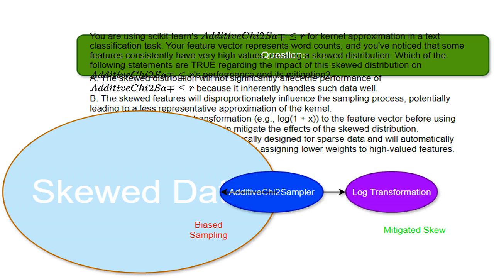This is a mathematical technique to reduce skew in data. Instead of using the original values, we replace them with their logarithms. For example, if a word appears 1,000 times, we take its logarithm, approximately 6.9, significantly reducing its impact compared to the original count. This helps balance the feature values and makes the data more suitable for AdditiveChi2Sampler.